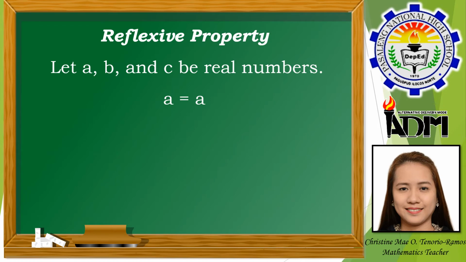So let us define first what is all about the reflexive property. Let A, B, and C be real numbers. So dito sa reflexive property, para lang tayong nagsasalamin. Kung ano yung nakikita mo sa right side, yun din ang makikita mo sa left side. So, example, we have here 3 equals 3.